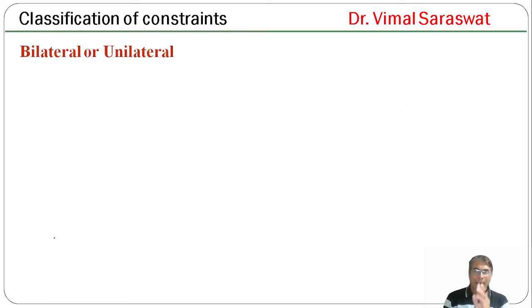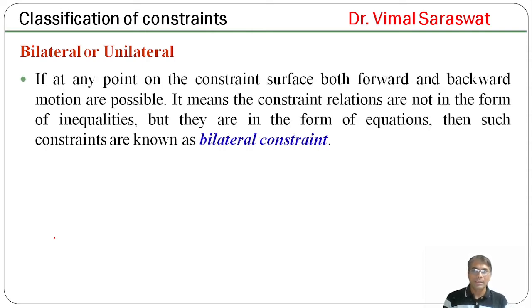Next one is bilateral or unilateral constraint. If at any point on the constraint surface both forward and backward motion are possible, it means the constraint relations are not in the form of inequalities, they are in the form of equations. Then such constraints are known as bilateral constraints. So in case of bilateral constraint, both forward and backward motions are possible.